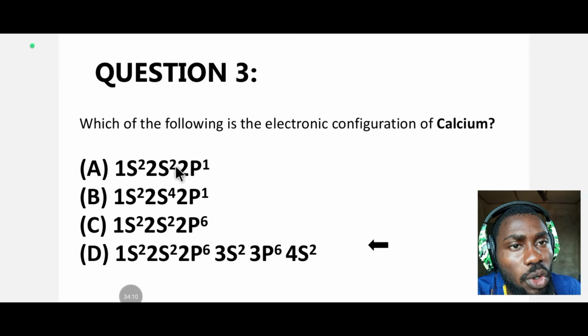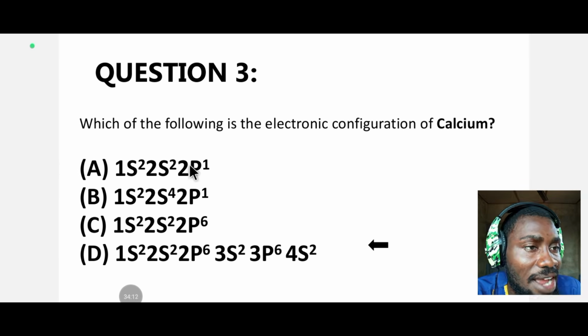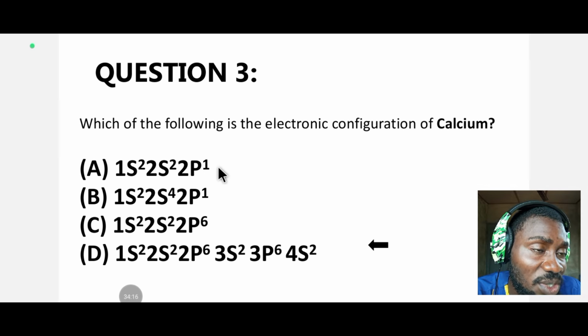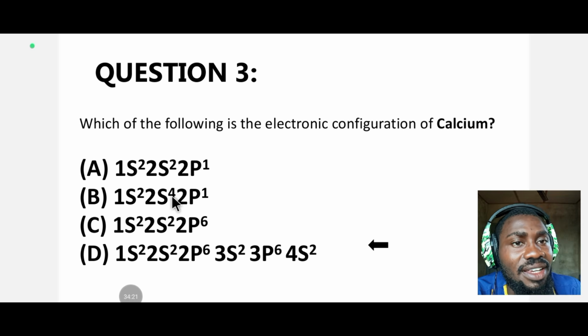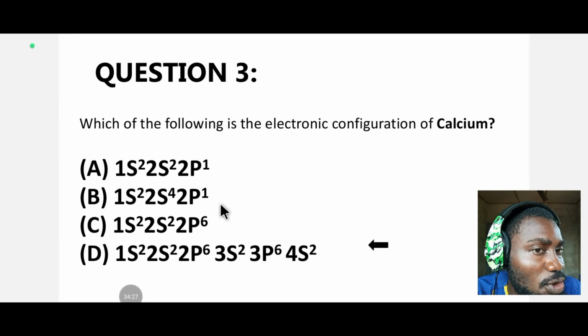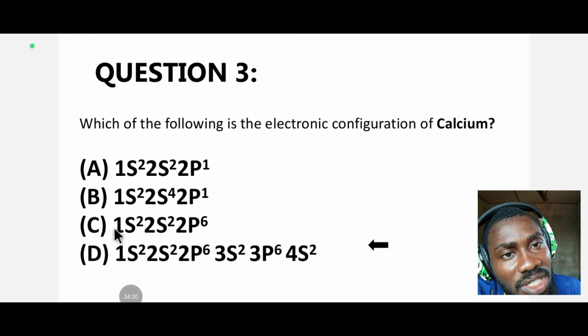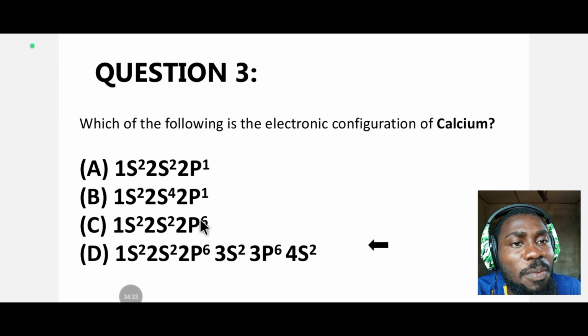Option A, 2 plus 2 is 4. 4 plus 1 is 5. Is 5 equal to 20, which is the atomic number of calcium? No. Option B, 2 plus 4 is 6. 6 plus 1 is 7. Is 7 the atomic number of calcium, 20? No. Option C, 2 plus 2 is 4. 4 plus 6 is 10. Is 10 the atomic number of calcium?